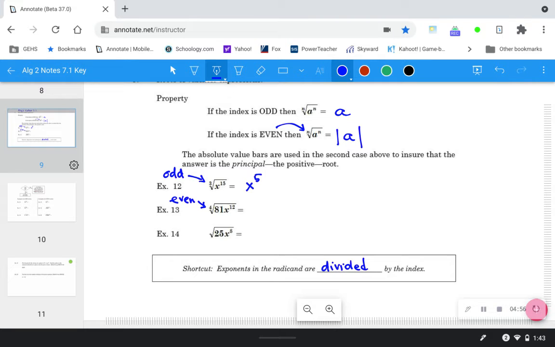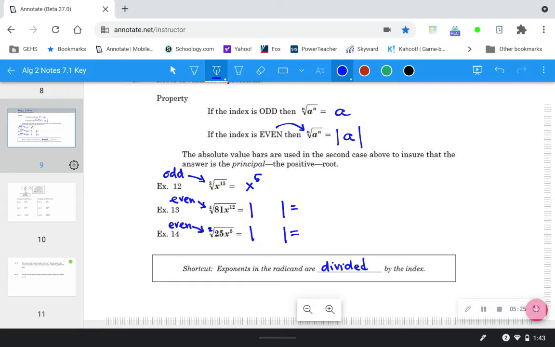And here's the reason why we put these bars in there. There's a 2 there that's not written. We're going to have to put absolute value bars in here to ensure that our answer is the positive version of it. When you have an even index, there's 2 answers, but that radical sign always is the positive version of it. Okay, so we'll take this another stage here after we get these written down.